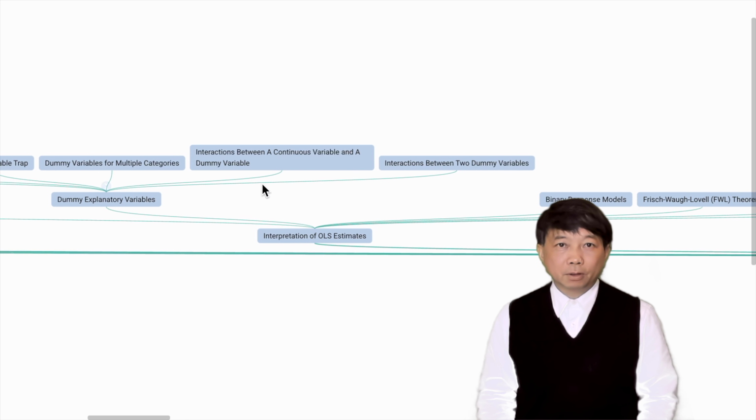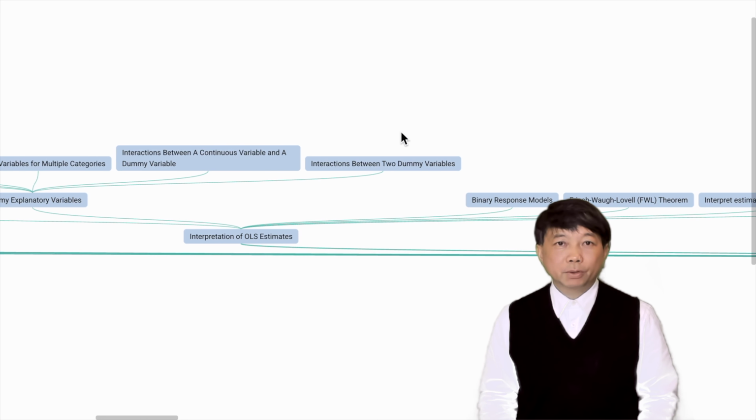Today, we discussed the interaction terms between one continuous variable and one dummy variable. Using the interaction allows the marginal effect of the continuous variable on the outcome variable to differ across the two groups defined by the dummy variable. We can also use the interactions between two dummy variables to obtain the difference in differences effect of a policy or program.